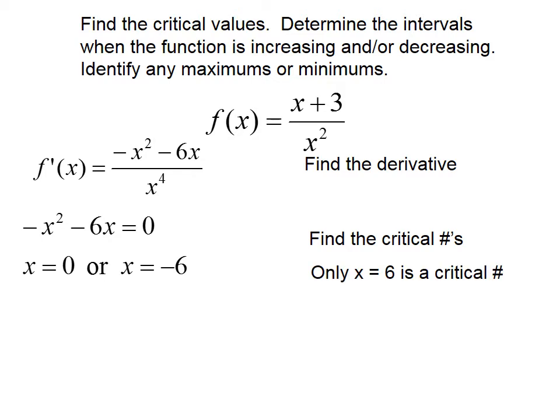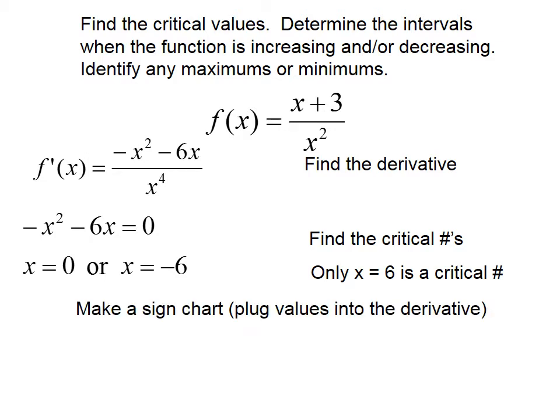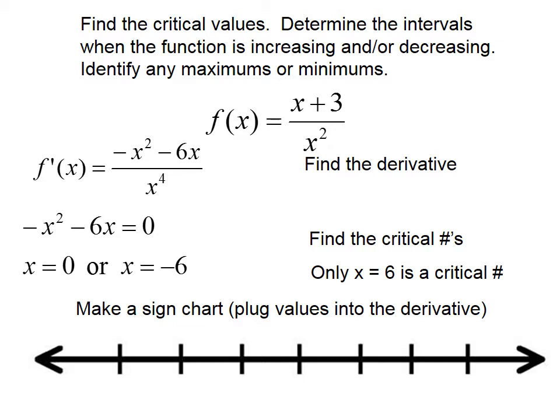However, x equals negative 6 is the only critical number because at x equals 0, the original function is undefined. x equals 0 is not in the domain of the original function, and therefore it cannot be a critical number. So now we're going to do our sign chart, and remember we're going into the derivative. We're going to take negative 6 into the derivative, and we see that to the left we get negative numbers and to the right we get positive numbers.